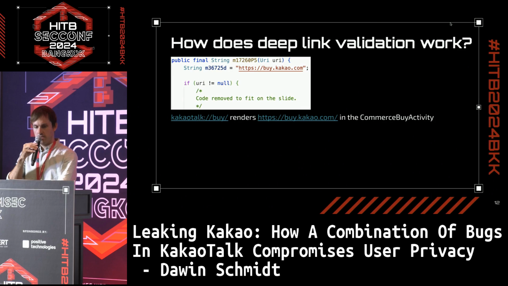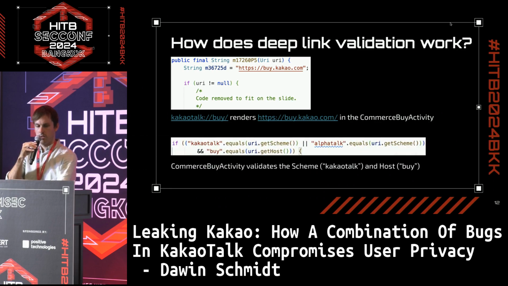I told you that you could potentially open this activity by clicking this deep link. But of course, they had some validation going on for validating deep links in the app. As I said, they basically render buy.kakao.com in the app, and they did this in the header of this function. What they also do correctly, which is what you should always do on Android, is validate the scheme and the host components of the deep link. This is very important, and they did this correctly as well.